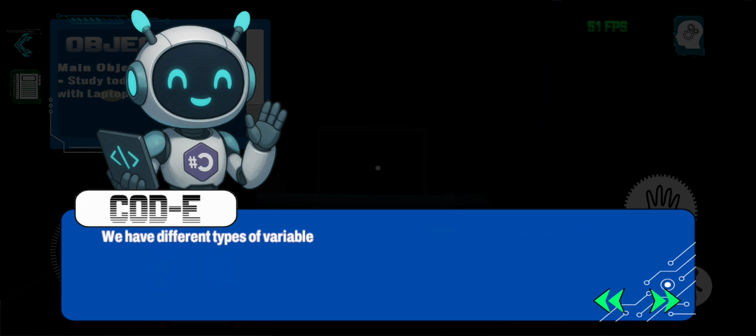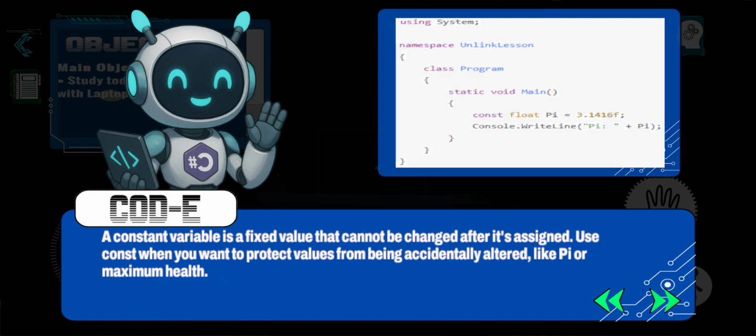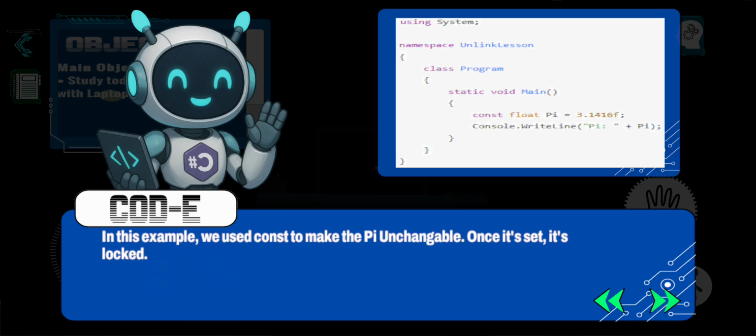We have different types of variables. First, we have the constant variable. A constant variable is a fixed value that cannot be changed after it's assigned. Use const when you want to protect values from being accidentally altered, like pi or maximum health. In this example, we used const to make pi unchangeable. Once it's set, it's locked.